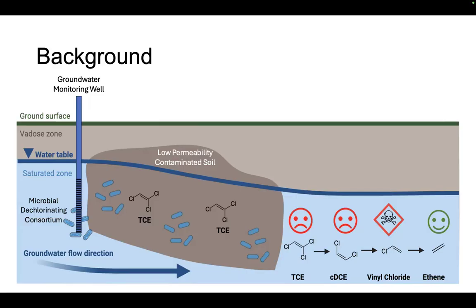Bioremediation through microbial injection into an aquifer promotes reductive dechlorination of TCE to more soluble daughter products such as cis-1,2-dichloroethene, vinyl chloride, and finally ethene. This transformation enhances concentration gradients, driving back diffusion from low permeability zones while simultaneously reducing contaminant toxicity down gradient.